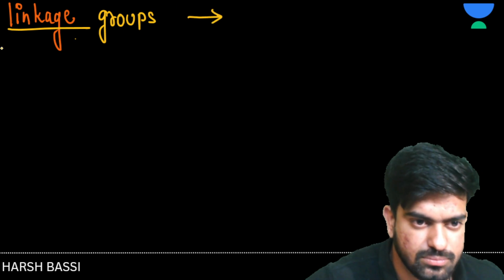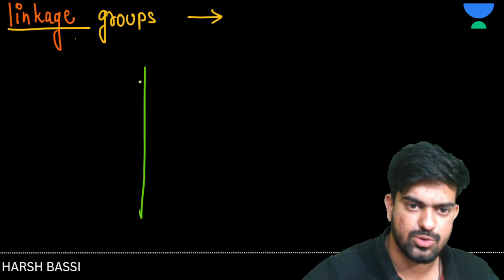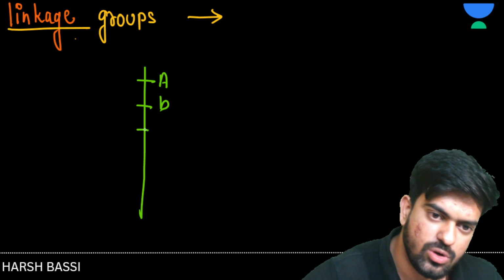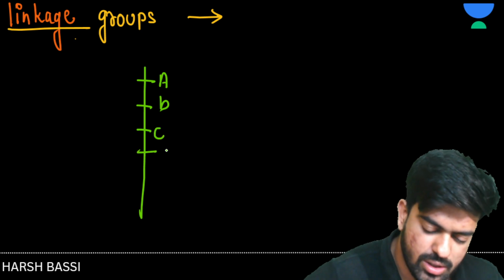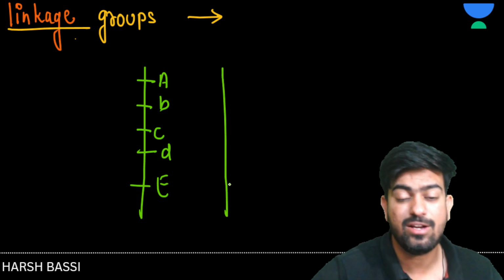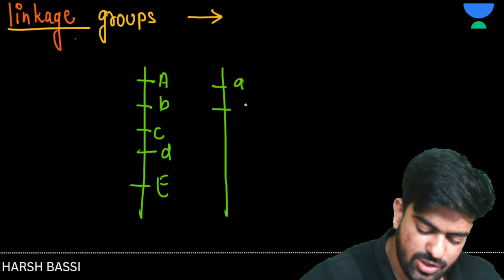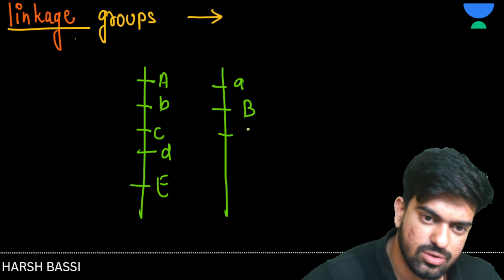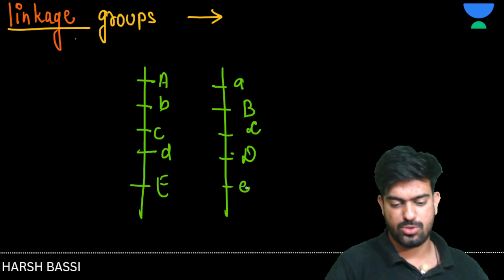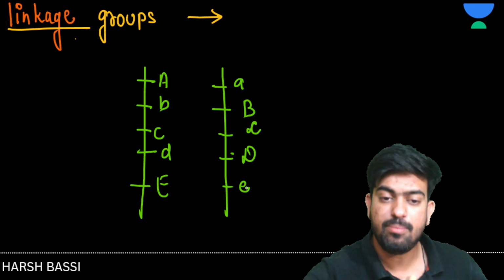See here, if I'm talking about the linkage group, so this is one chromosome. And the genes on this chromosome want to be inherited simultaneously, like no separations. Such type of genes will be called as what? Such type of genes will be called as linkage groups. Okay, clear?